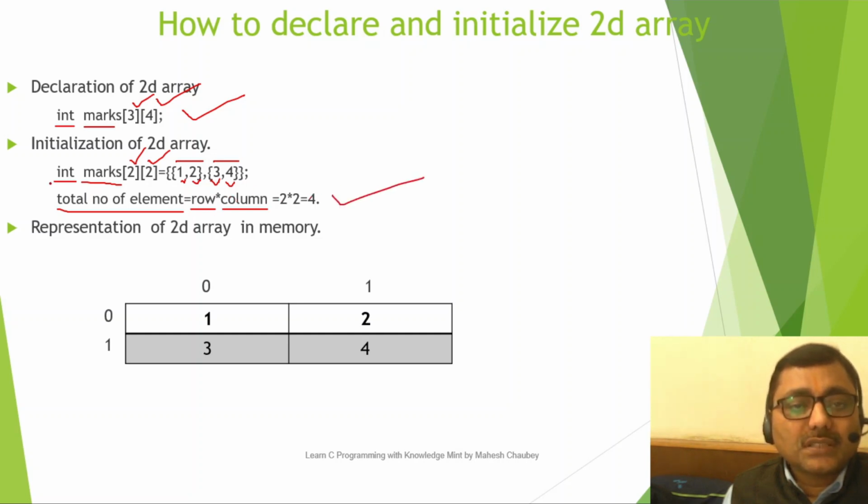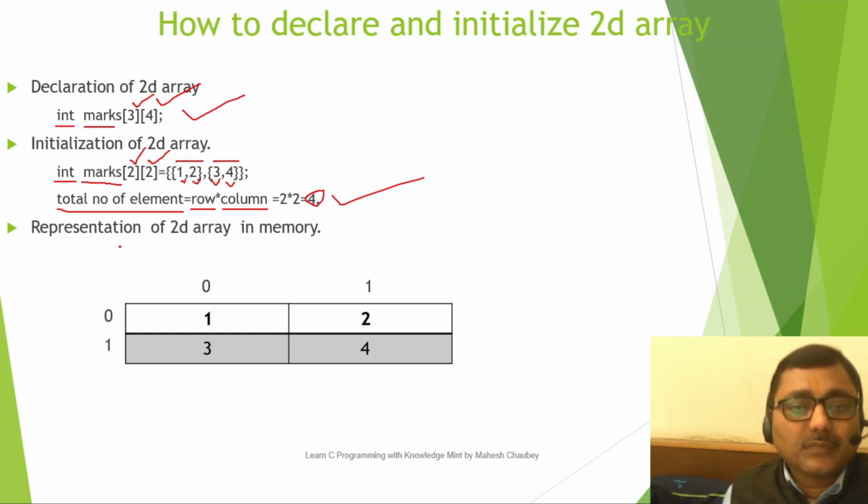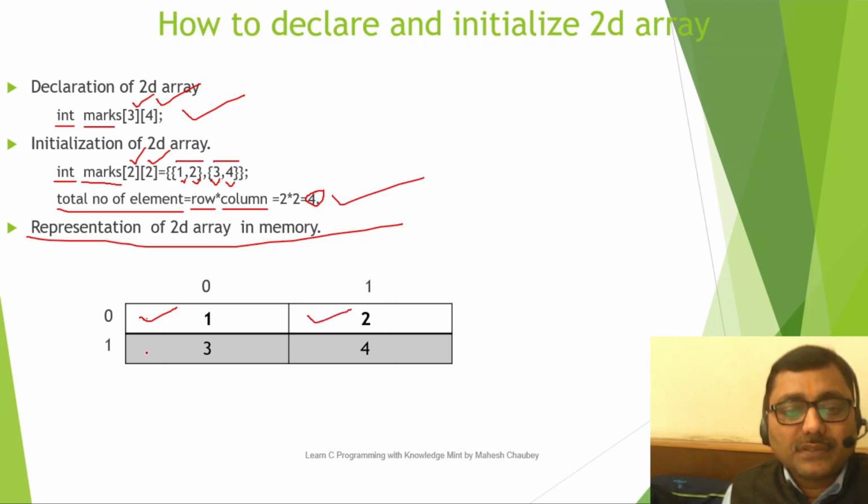Now this int marks[2][2] means 2 rows and 2 columns, and it will be able to store 4 elements of integer type. Inside memory, as I've already said, there is a place for the first element, second element, third element, and fourth element.